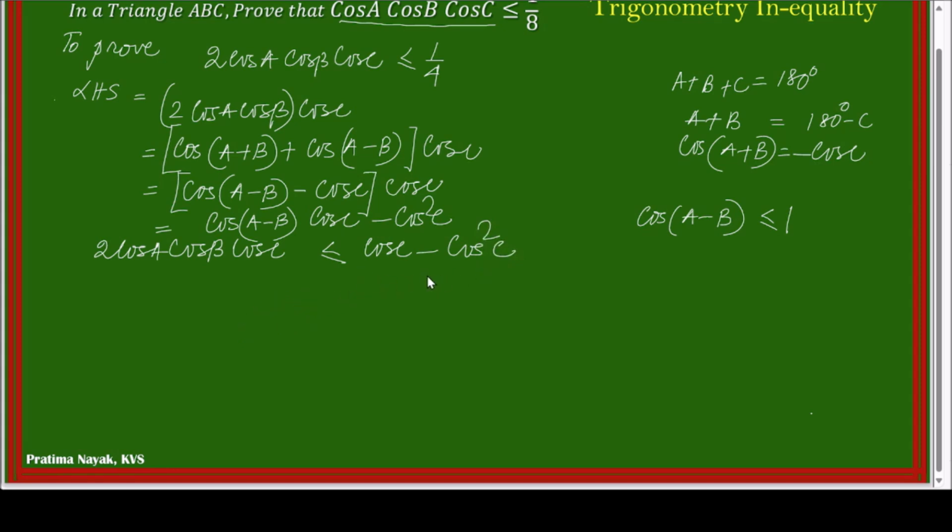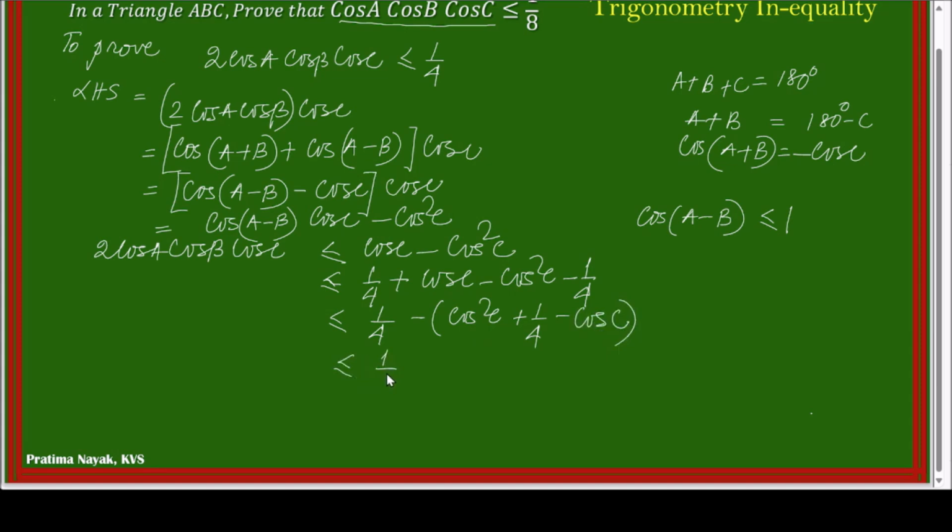Now I'll make it a complete square. What I'm doing, just please note: 1 by 4, I am adding, and I am subtracting 1 by 4. I'll make all the three terms this way. This is cos square C plus 1 by 4 minus cos C. So this is nothing but cos C minus half, squared.